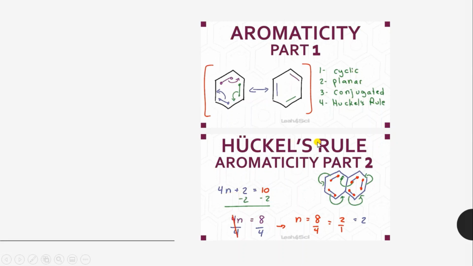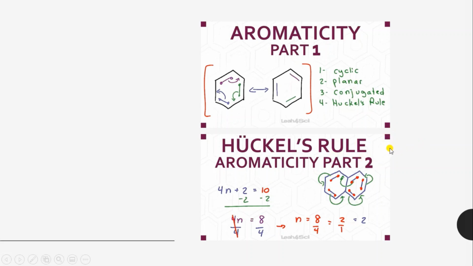So the only difference between the anti-aromatic and the aromatic is that the rest of the postulates are common for both of the rings. The only difference is that aromatic follows the 4n plus 2 rule, while the anti-aromatic just follows the 4n rule.